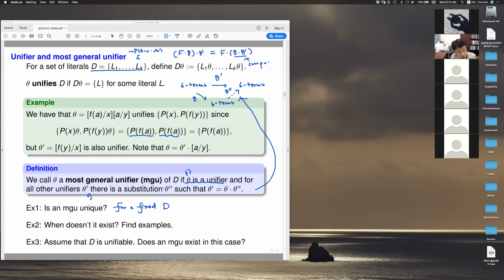And the third is, now assume that D, the set of literals, is unifiable. So we are not just assuming any set of literals, we are assuming a unifiable set of literals. Then we are asking the following question: does the most general unifier exist in this specific case? That's an easier question, more likely to be true than the other question, which is, given any D, does an MGU exist? Okay, so try to answer these three questions. I will give you 5 minutes to do so.